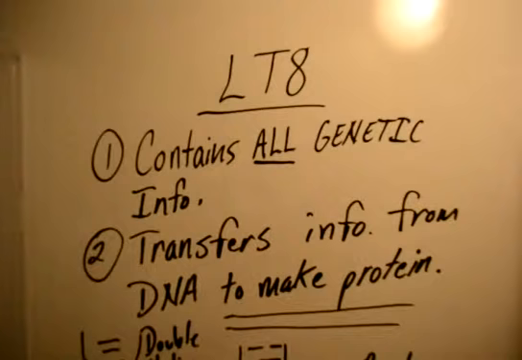Okay, we got our DNA from our mom and dad, and whether we have black hair, whether we have brown eyes, and whether we're short or tall will all depend on our DNA. Number two, what is the role of RNA? So the role of RNA is going to transfer that information from DNA to make protein.